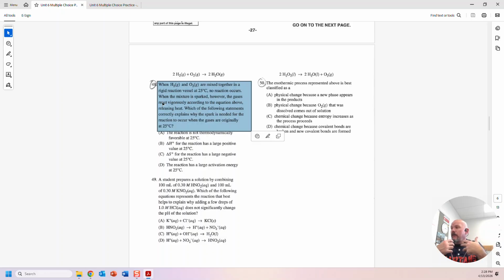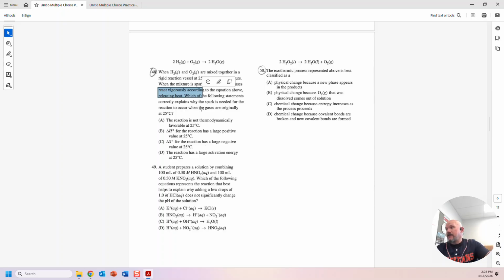So whenever you're given this kind of scenario where you're told a reaction is thermodynamically favored in some way, and the reaction happens vigorously, that's telling you the reaction happens. It just needs to get triggered. That trigger is the spark. It's the thing that starts the reaction. And then once it's started, it's self-sustaining, but it needs that activation energy.